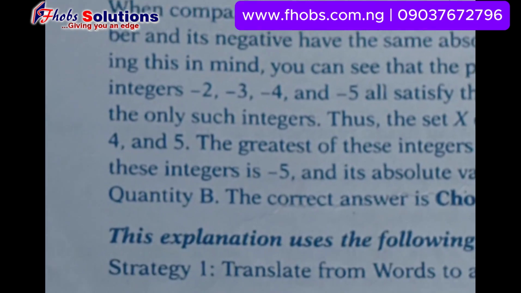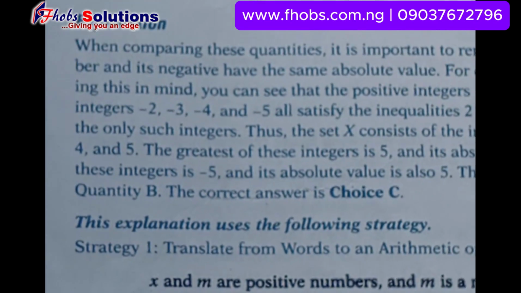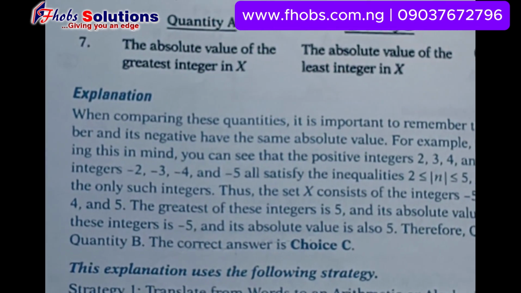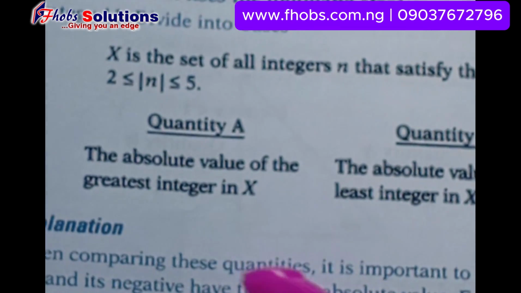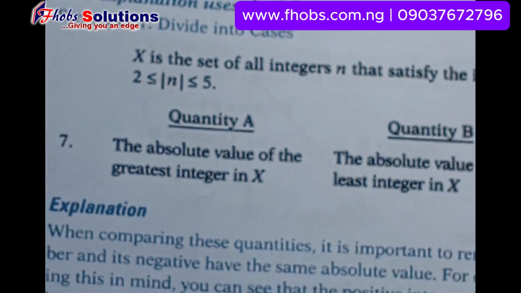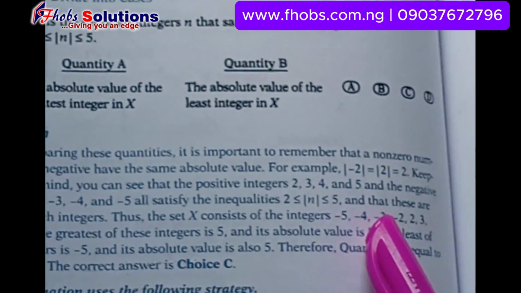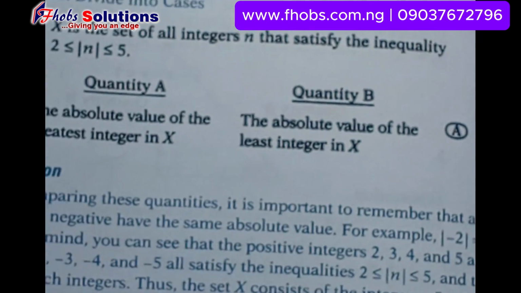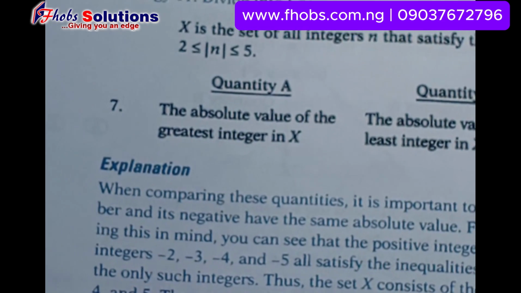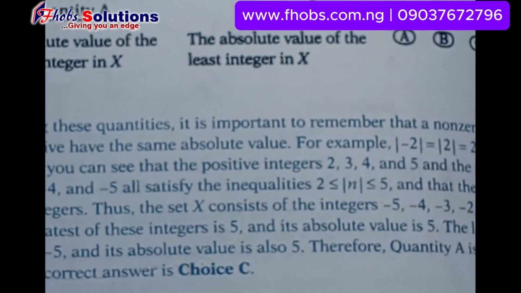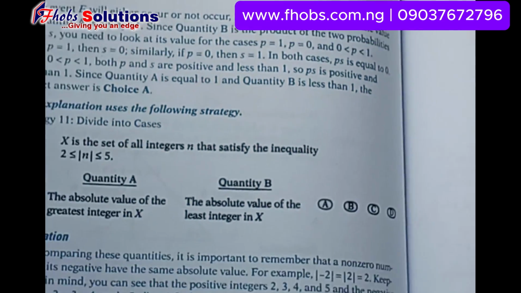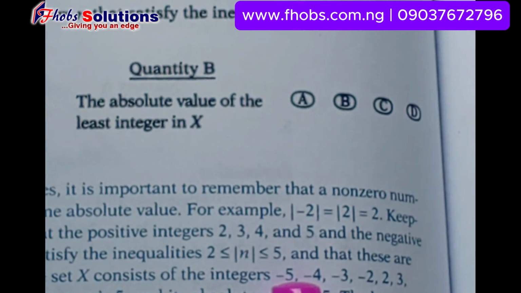Now that we have all the elements or integers that are contained in x, we go back to the question. Quantity A says the absolute value of the greatest integer in x. We can see from the list of integers in x that the greatest of them is 5. The absolute value of 5 will also be 5. Quantity B says the absolute value of the least integer in x. The least integer in x we can see is minus 5.